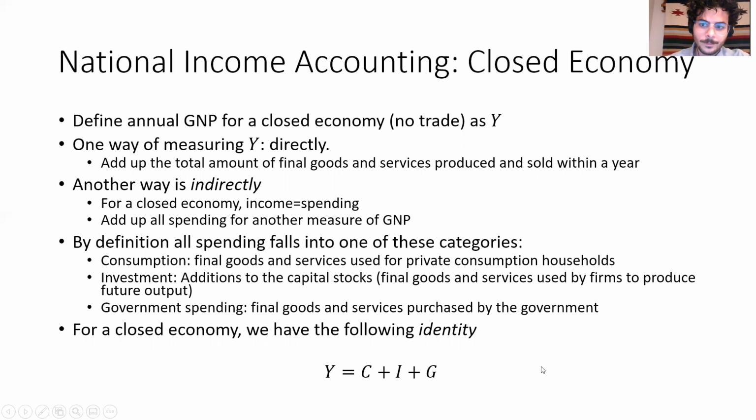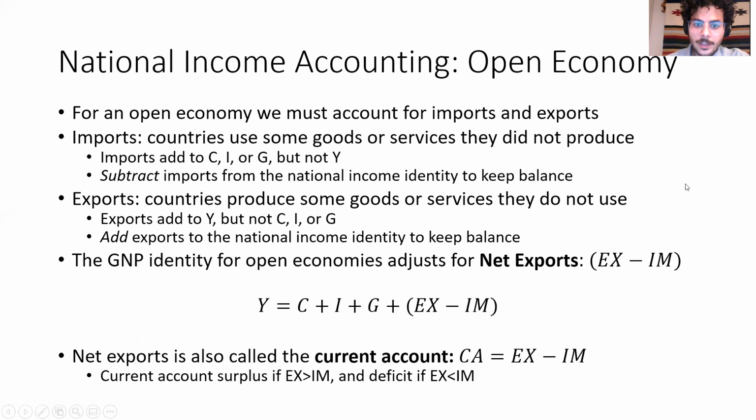For an open economy, the accounting is going to be a little bit different. The reason is that we have to account for imports and exports. The possibility of importing means that countries are going to use some goods or services that they did not produce. So imports can add to C, I, or G, but not to Y. We can consume things that we didn't produce. So if we're adding up all of the uses of outputs, we need to subtract imports.